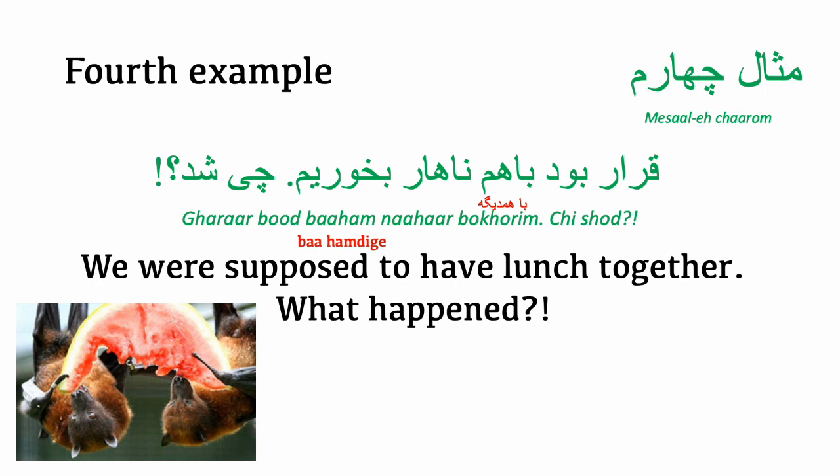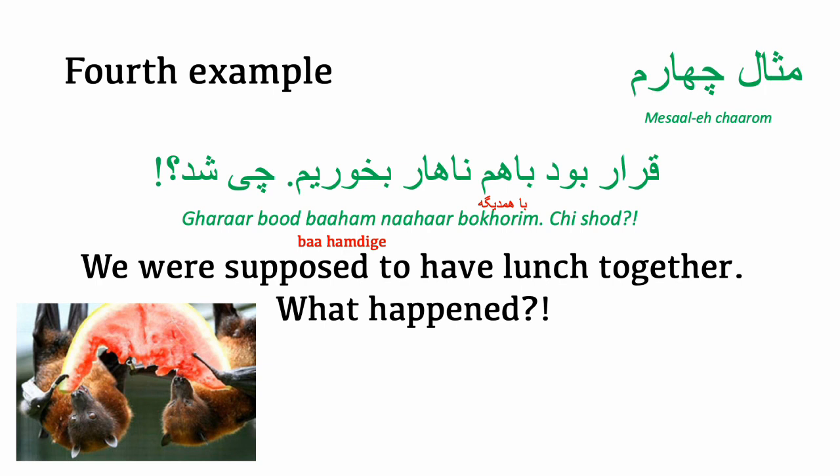چی شد؟ چی شد means what happened. چی means what. And shod comes from shodan. Again, shodan means to become. But in this context, it means to happen or occur. چی شد؟ What happened? So to reiterate, قرار بود با هم ناهار بخوریم. چی شد؟ We were supposed to eat lunch together. What happened?